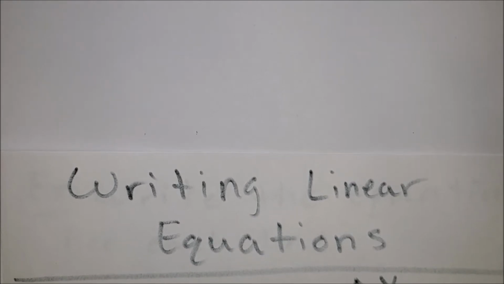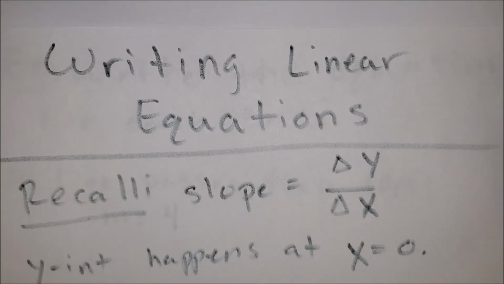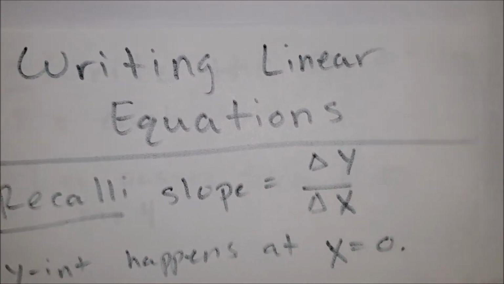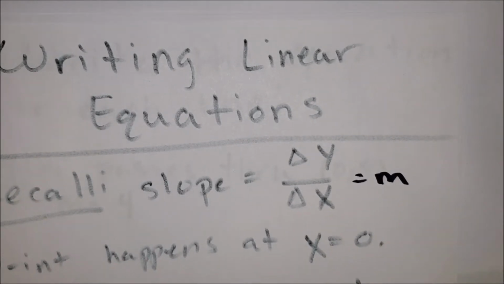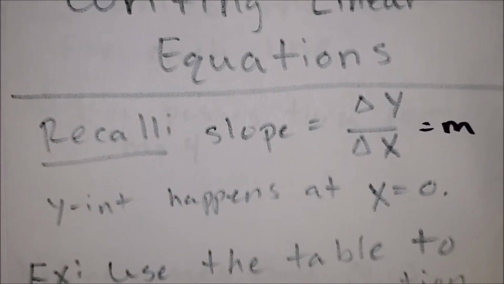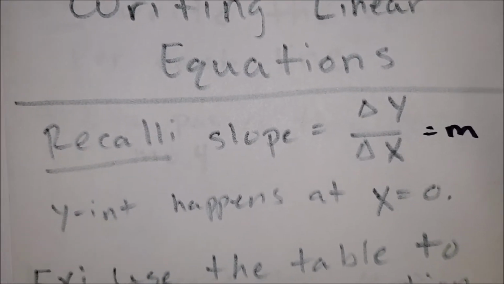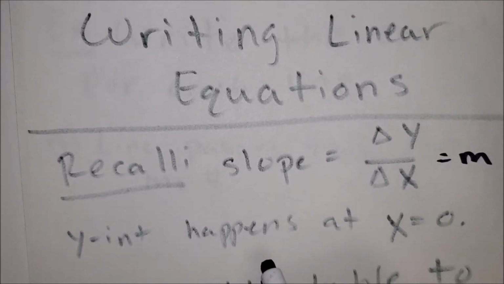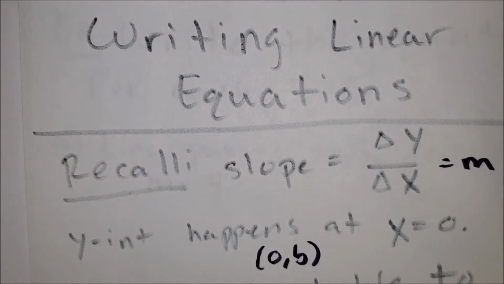Today we're going to be talking about writing linear equations, primarily of the form y equals mx plus b. Now, a few things to remember is that slope equals the change in y over the change in x. We also denote this as m. Also remember that the y-intercept happens when x equals 0, and this is at the point (0, b). And we use that b for our equation.